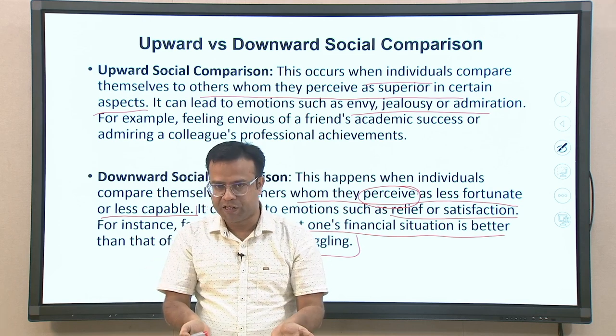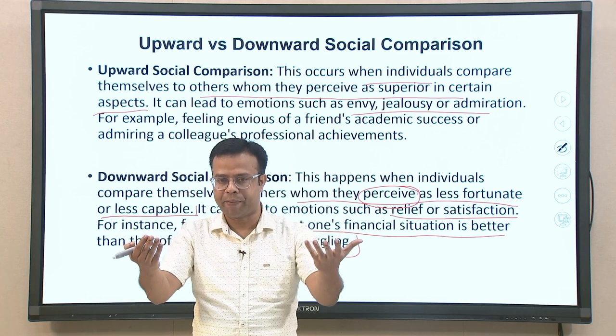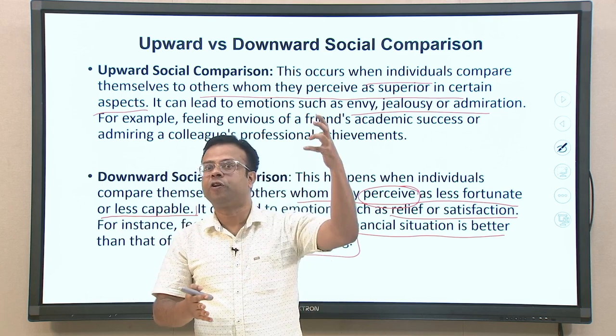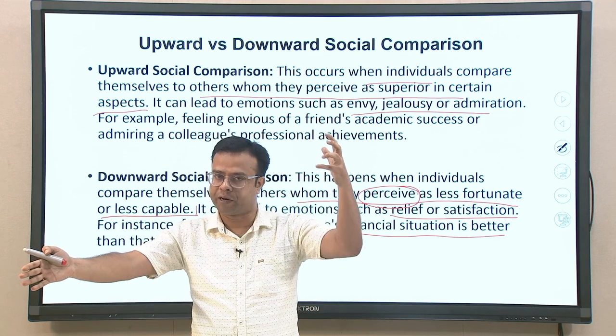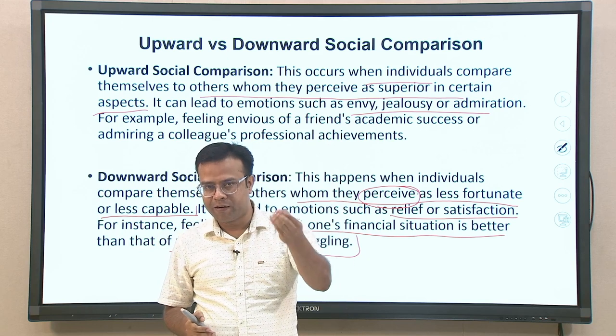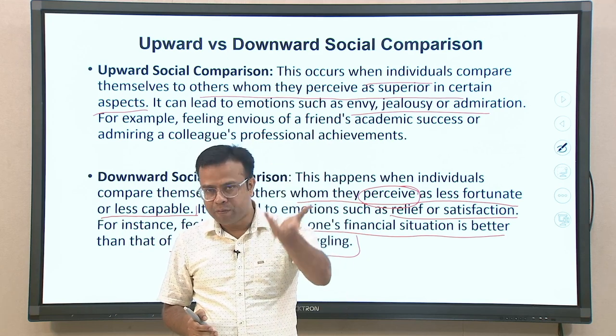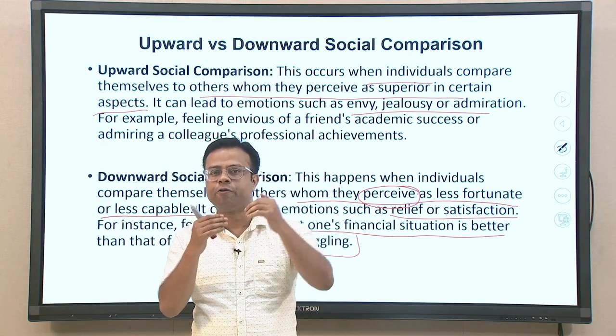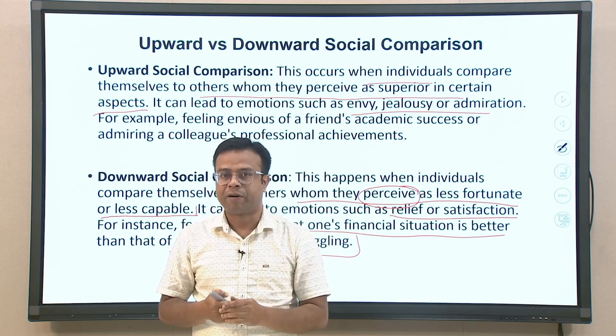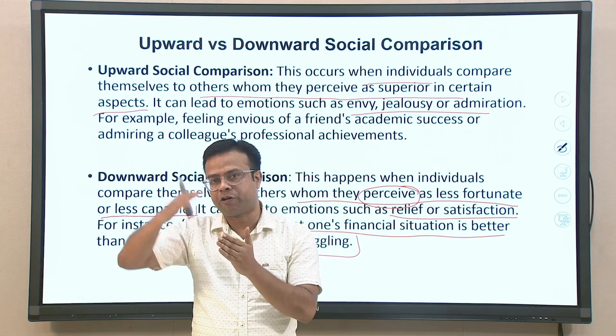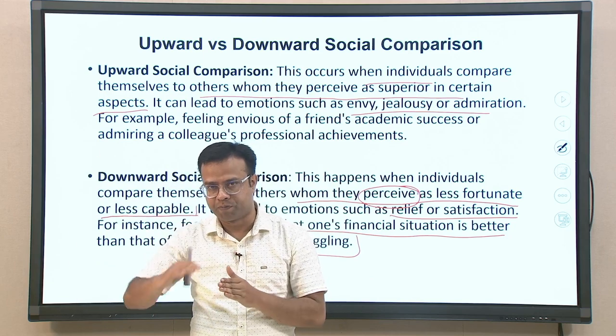Positive is more evident, obviously. Most of the time positive emotions may happen in downward social comparison because you feel good that as compared to someone else you are doing better. Upward social comparison mostly leads to negative emotional experiences because you feel you are inferior to someone else, but it can lead to positive emotion also, depending on your relationship with the target person.